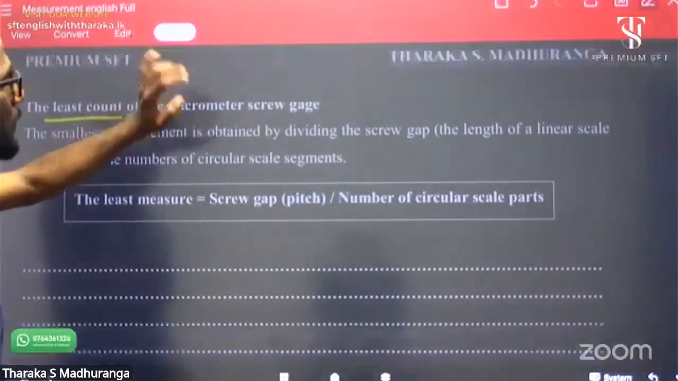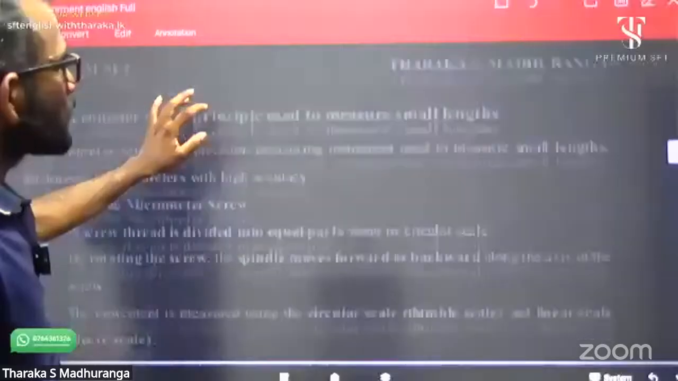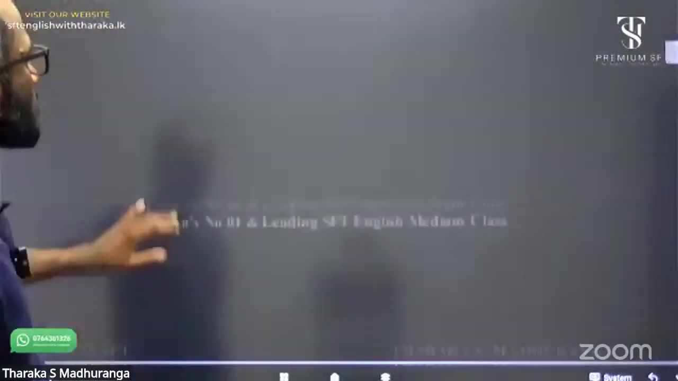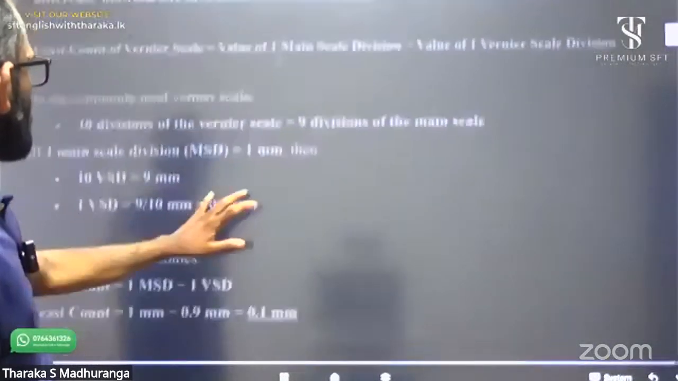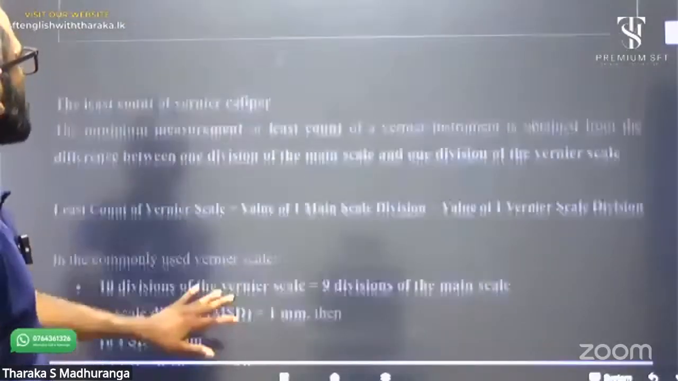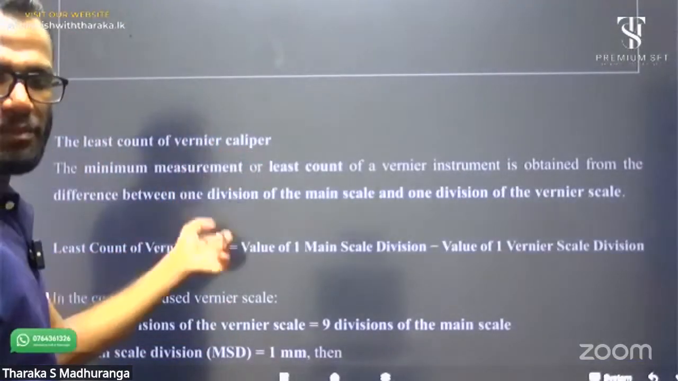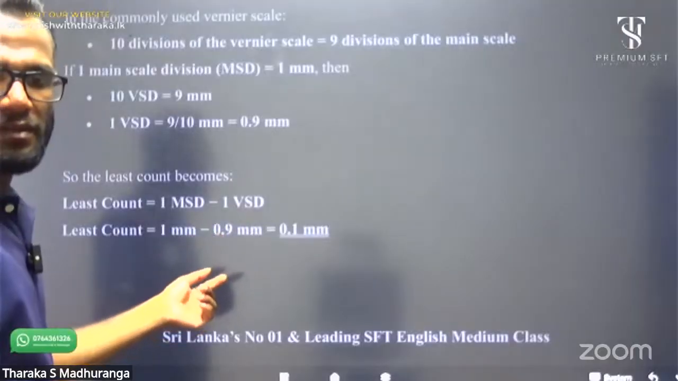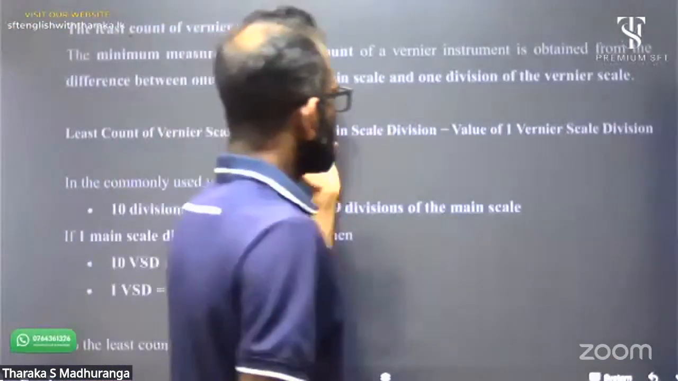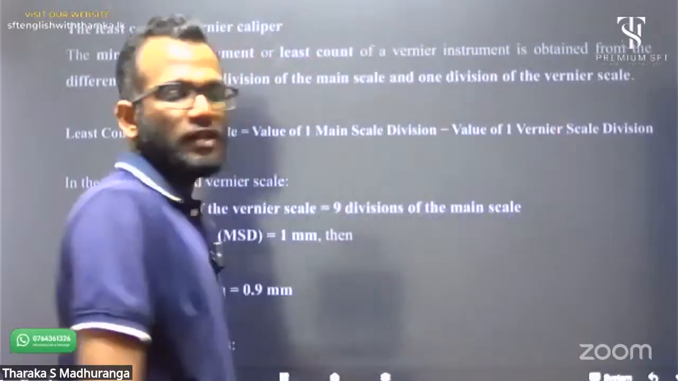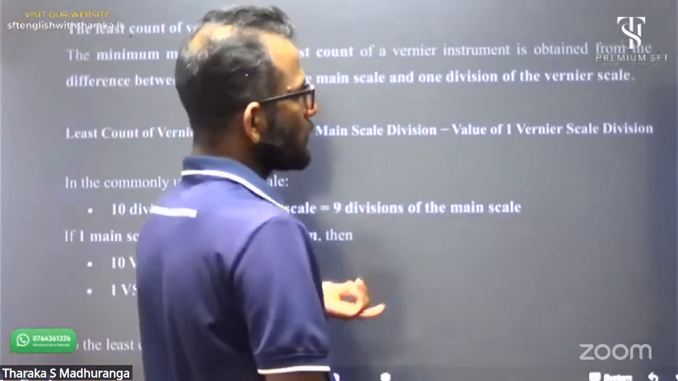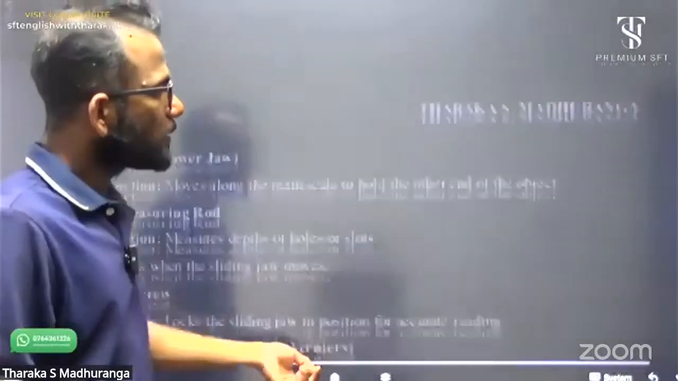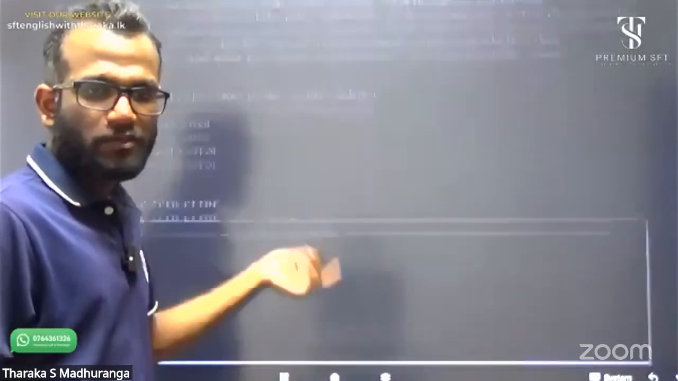The least count of the vernier caliper. What is the equation? MSD minus VSD. Main scale division minus vernier scale division. MSD minus VSD, short form. You have to revise again and complete everything before next week.